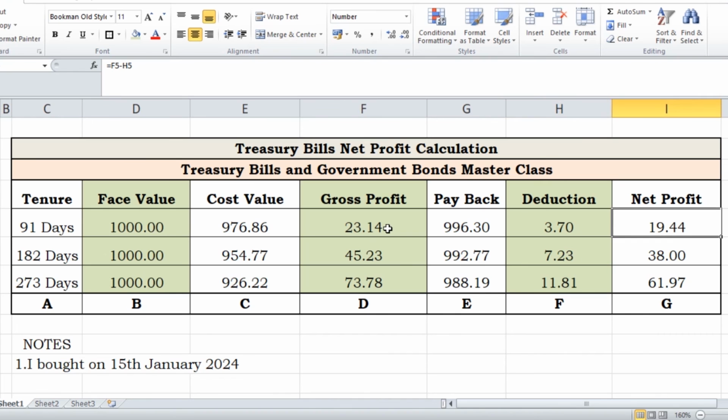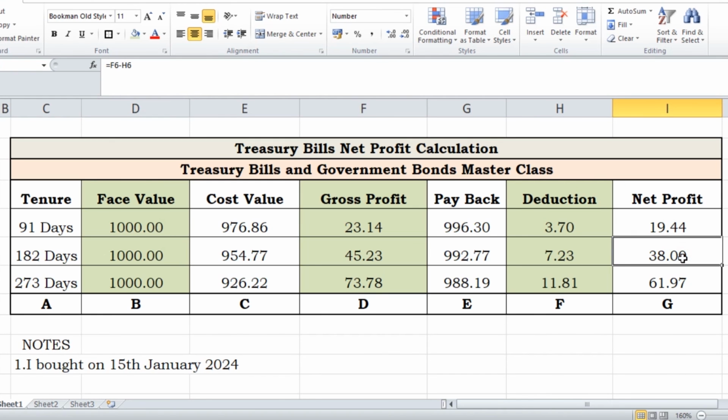For you to know the net profit that you are going to make, you just deduct the gross profit that you made minus the deduction. So that is the 19 kwacha 44 ngwe for the 1,000 that was invested for 3 months, 38 kwacha for the 1,000 that was invested for 182 days, 61 kwacha for the 1,000 that was invested for 273 days. So I wanted you to understand how the calculations are done on a practical basis.